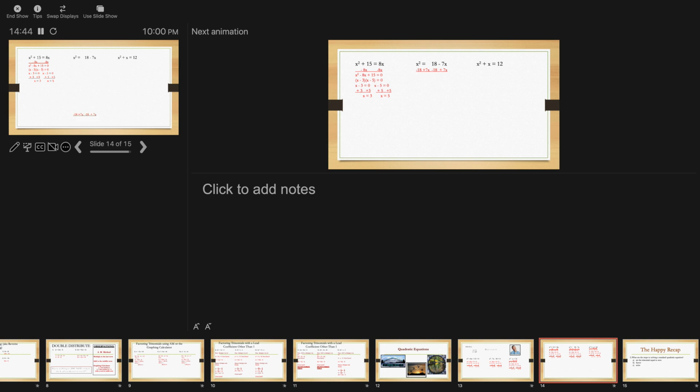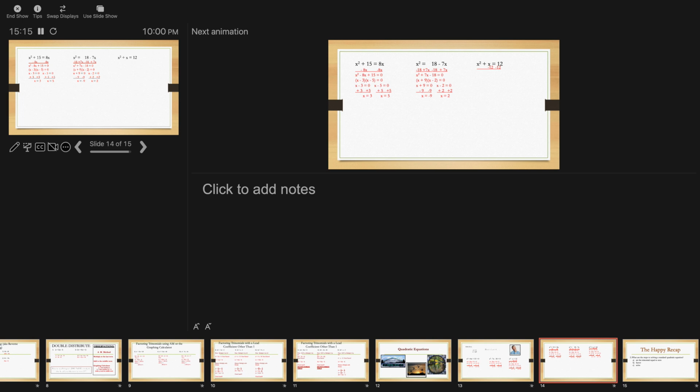Okay, so I subtract 18 from both sides and I add 7x to both sides. But be careful when you put it all together. This 18 is negative, the 7x is positive, and the x squared is positive. So positive x squared, positive 7x, negative 18. We factor now. X plus 9 times x minus 2 is equal to 0. Maybe it's the guy on the left. Maybe it's the guy on the right. Subtracting 9, adding 2. X is negative 9, x is 2.